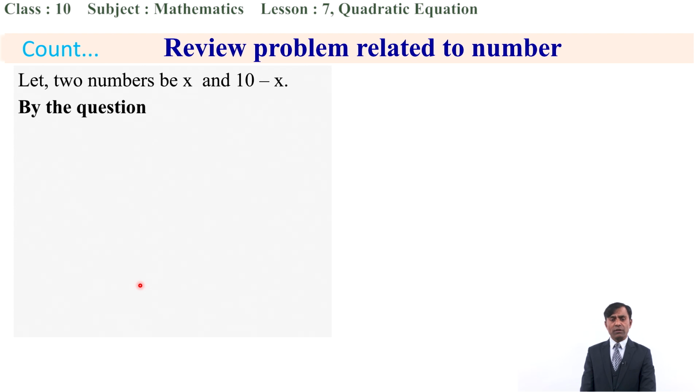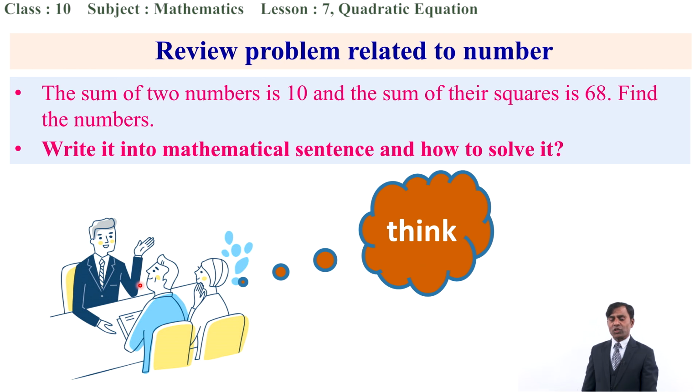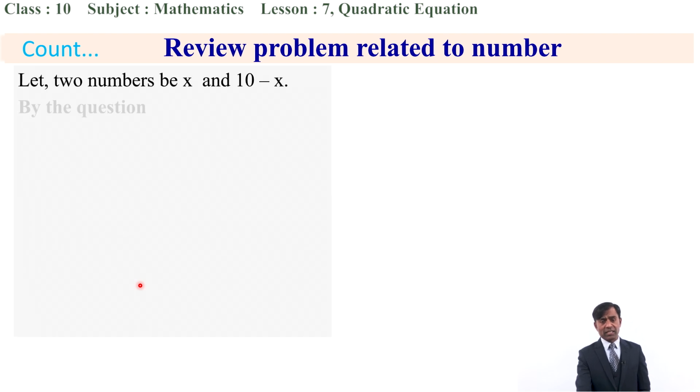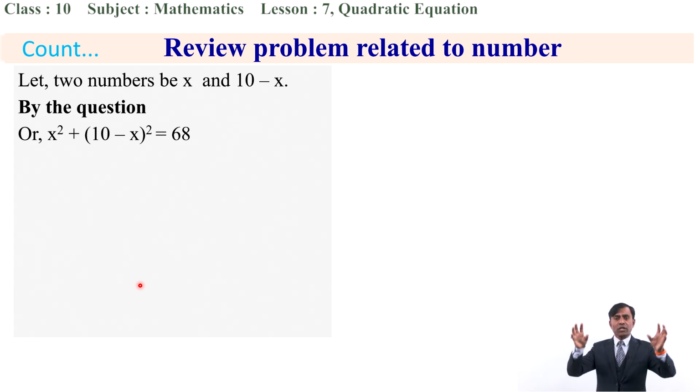So by the question, what is written here? Look at the second part of the question: the sum of their squares. We know the numbers are x and 10 minus x. So the square of x is x square, and the square of 10 minus x is 10 minus x whole square. Their sum, x square plus 10 minus x whole square, is equal to 68.